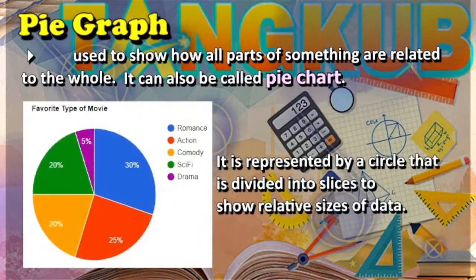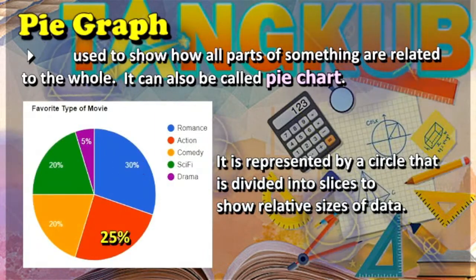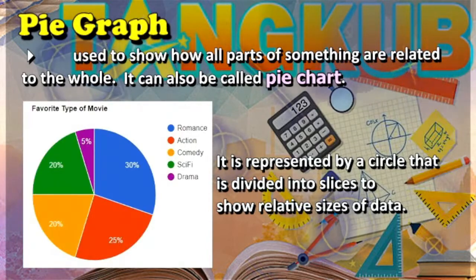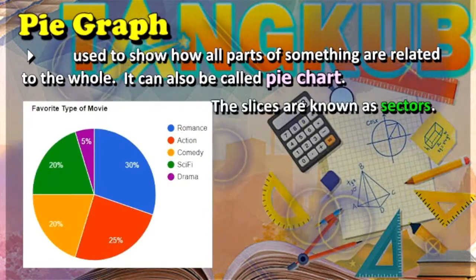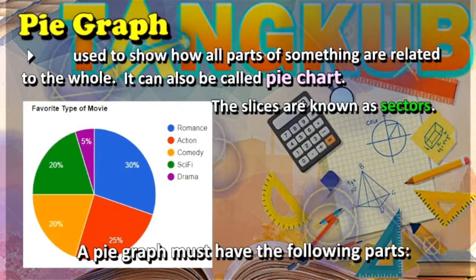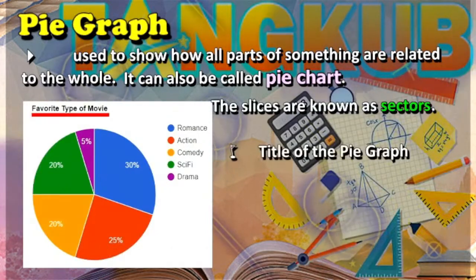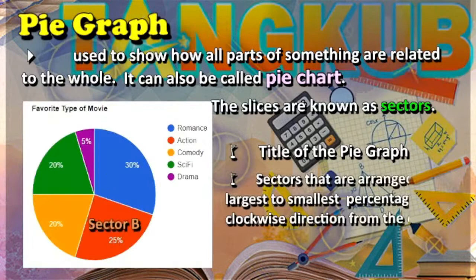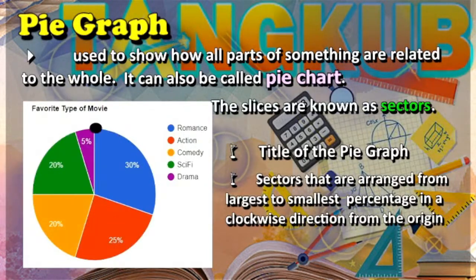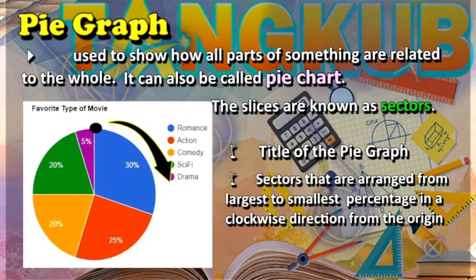It is represented by a circle that is divided into slices to show relative sizes of data. The slices are known as sectors. A pie graph must have the following parts: title of the pie graph and sectors that are arranged from largest to smallest percentage in a clockwise direction from the origin.